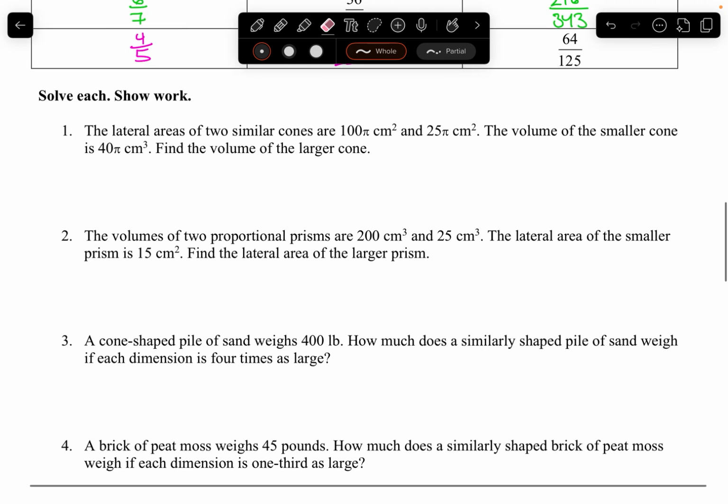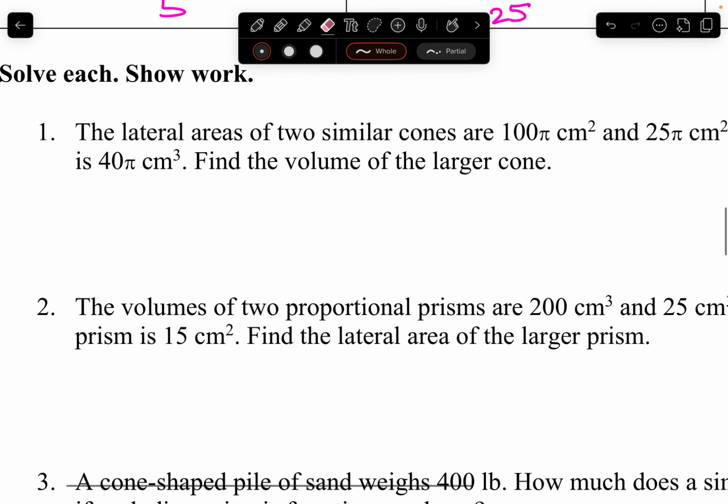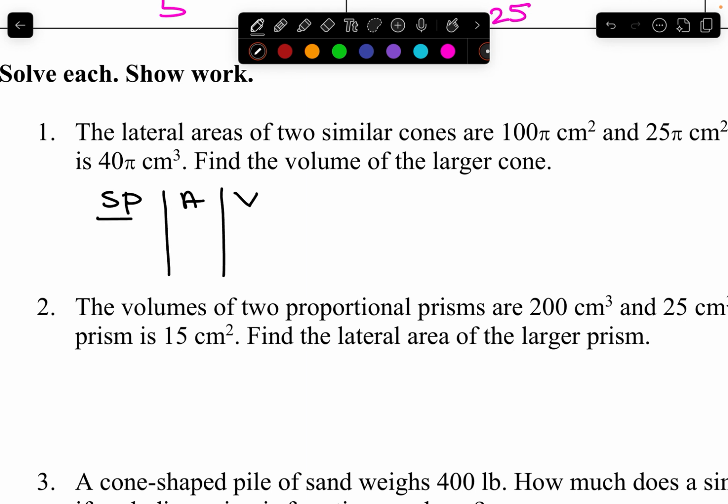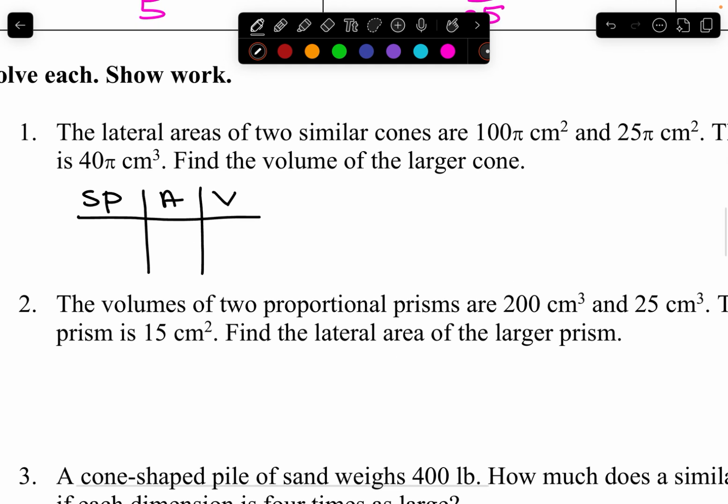It says the lateral areas of two similar cones are 100 pi and 25 pi. The volume of the smaller cone is 40 pi. Find the volume of the larger cone. So because these are similar solids, it tells us that they're similar right here. I'm going to set up my SPOV chart. Now, when you're looking at the area column, it doesn't matter if it's a lateral area or surface area. If they give you any kind of area, it goes in the area column. So they gave us two areas. They gave us 100 pi and they gave us 25 pi.